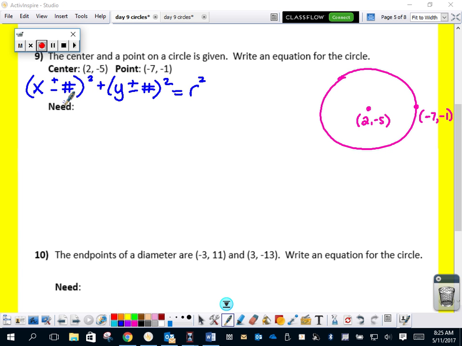So this time, the center and a point on a circle is given. Write the equation for the circle. So here is your general equation. It's going to be x plus or minus something.